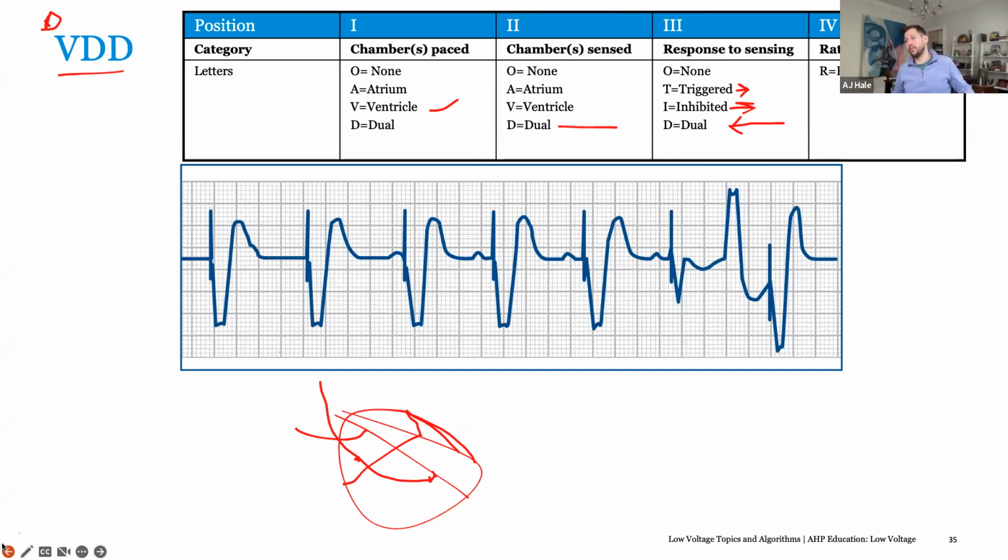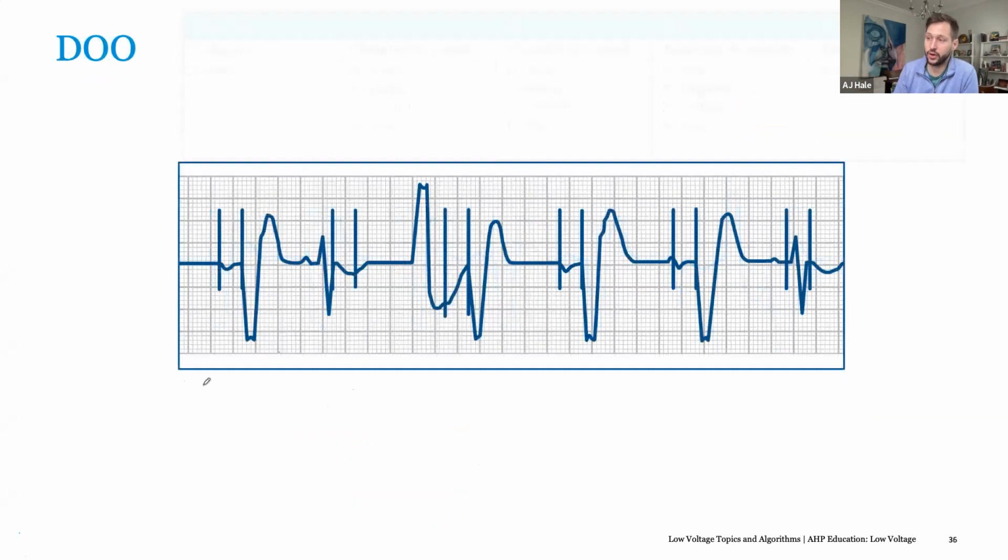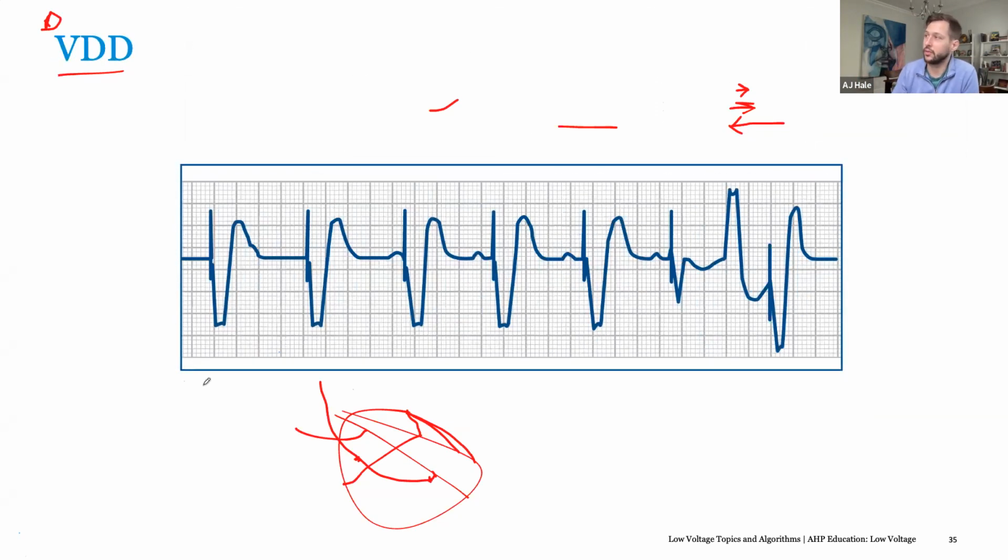No, that's dead on. Exactly. So they have a functioning sinus. They don't have a degree of chronotropic incompetence. Sorry, it ran away from me here.